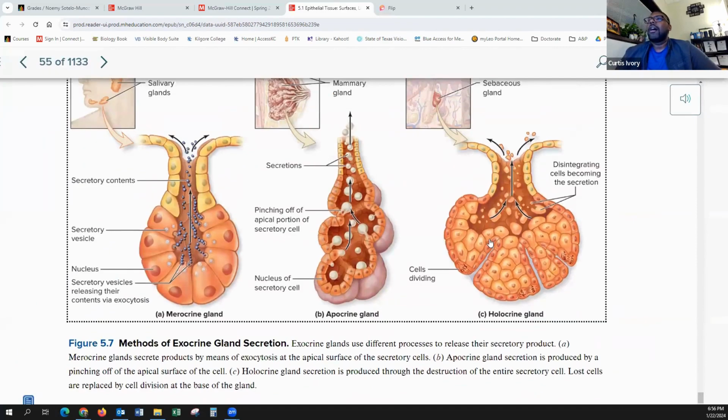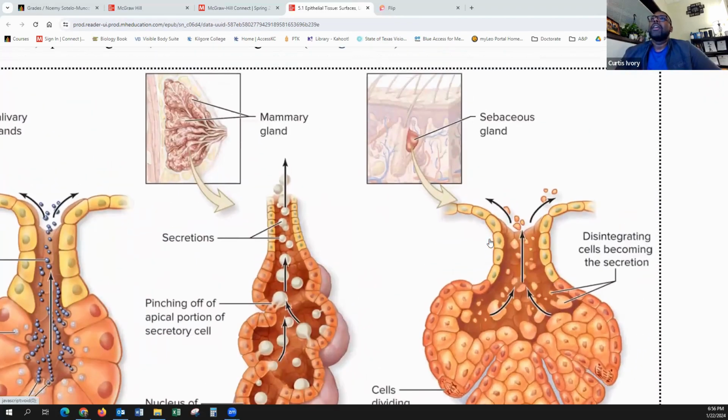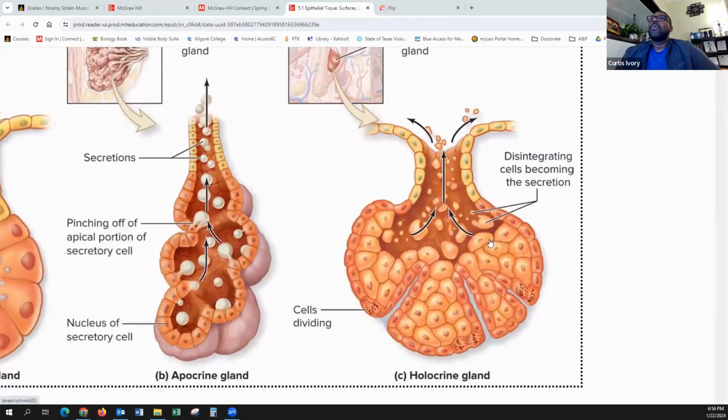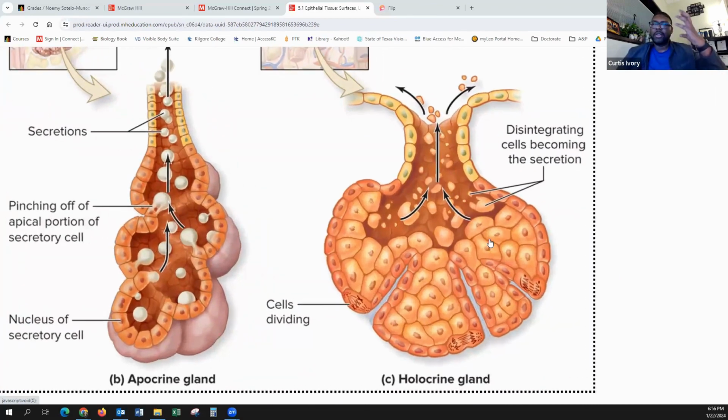Then you have what's called holocrine glands. This is what you're going to find in your oil glands. So in the oil that you see in your skin, in your hair, this is how it's actually made.